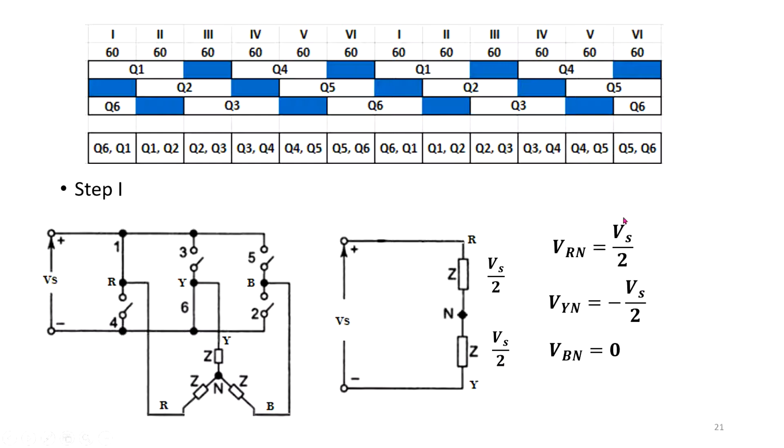We have included the phase voltages. Let's go for the line voltages. VRY, what is this? This one is Vs. You have to sum up VRY. Keep moving. Then VYB.